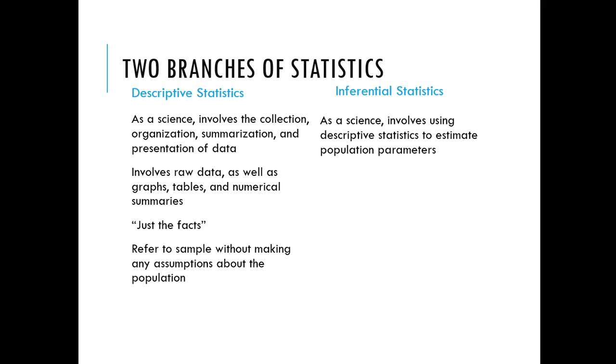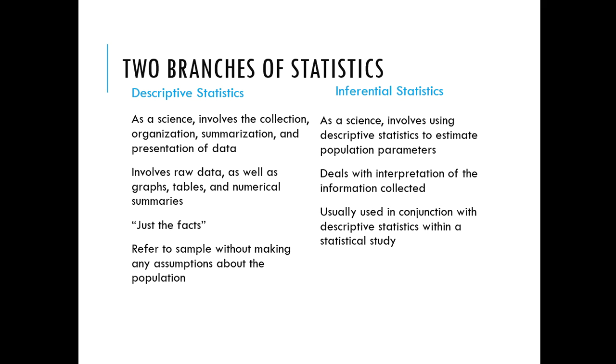So what we do with this type of statistics is we use that descriptive statistics to estimate population parameters. So you're interpreting the data you collected. If you've got a table, you're describing what you see in the table. If you've got a graph, you're describing what you see in the graph. So you use it with descriptive statistics in a statistical study. Your descriptive statistics is your results, what you show, and then your inferential statistics is how you explain what you have.